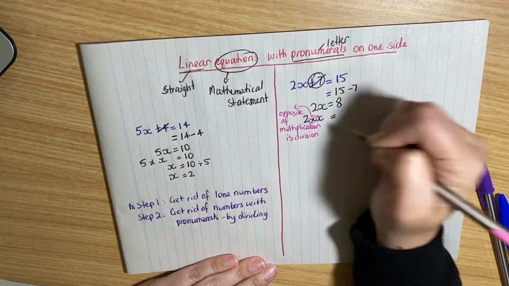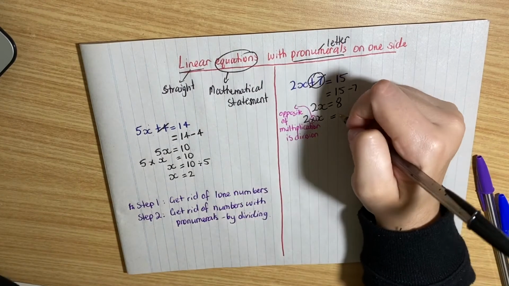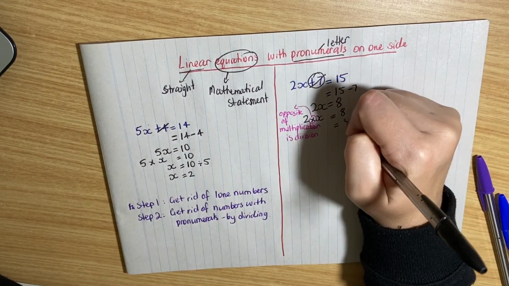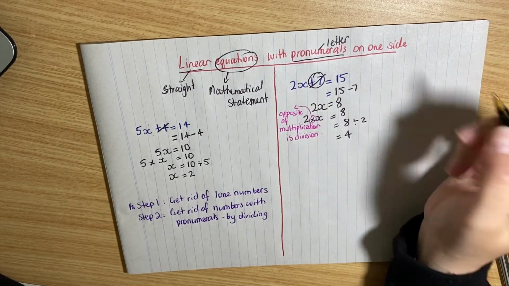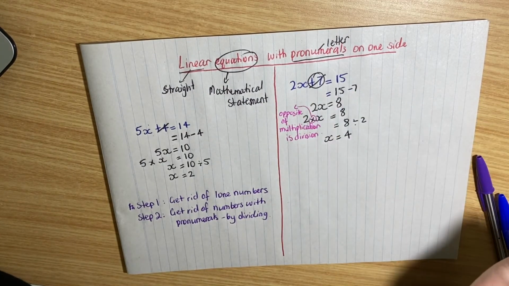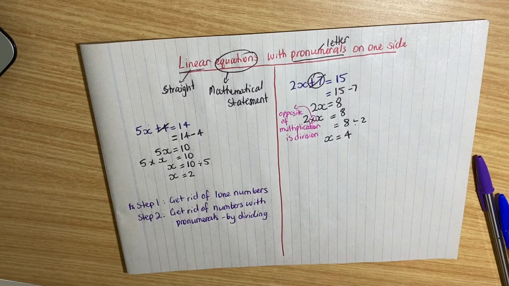All right, so equals 8. So then I go 8 divided by 2, which equals 4. Okay, so then x equals 4. Let's do a few other examples together.